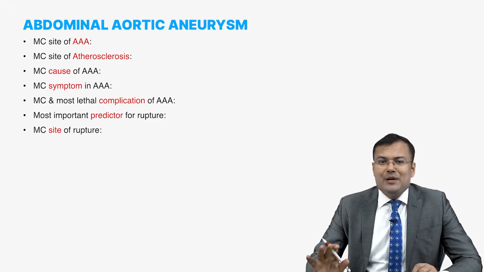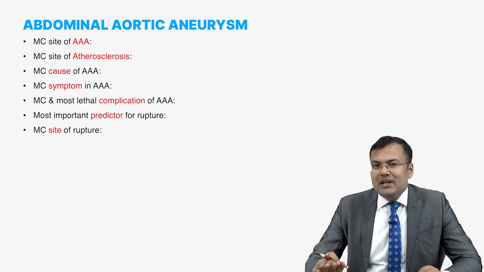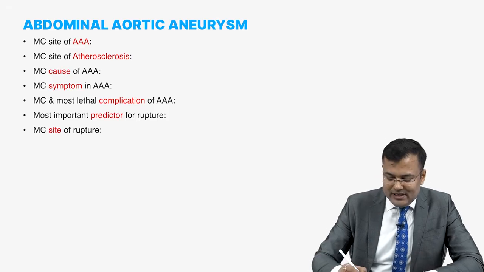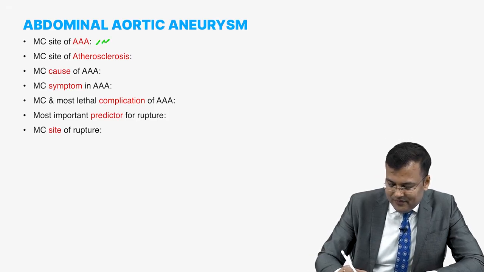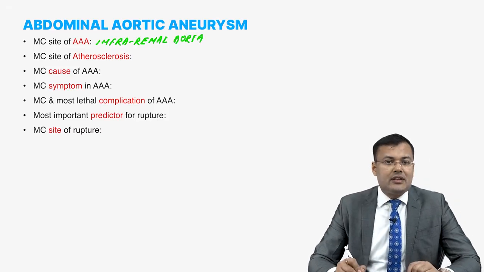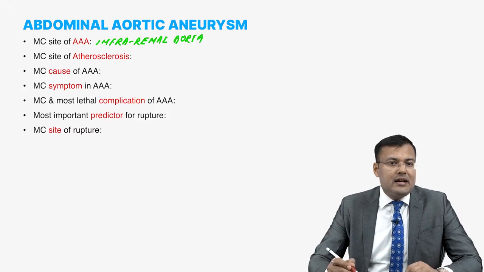Now we are going to discuss the important questions related to abdominal aortic aneurysm. So first tell me, what is the most common site of abdominal aortic aneurysm? You know, it is infrarenal aorta. Clear? Next question, what is the most common site of atherosclerosis? And you know, it is same, infrarenal aorta.